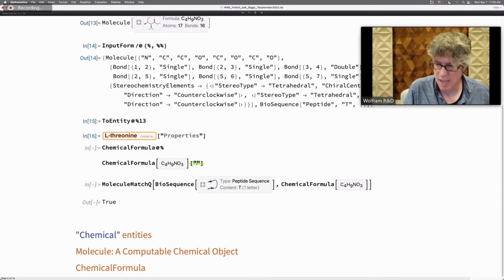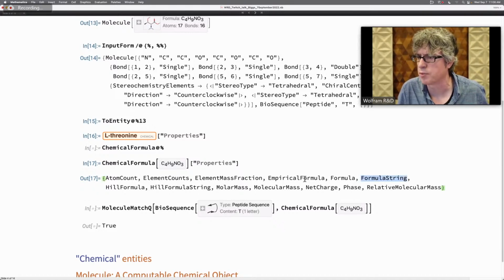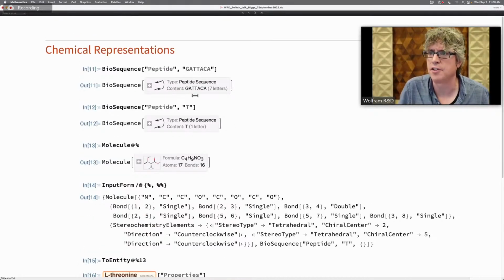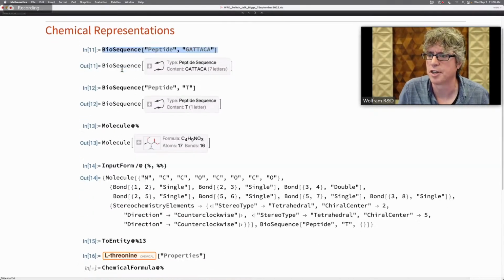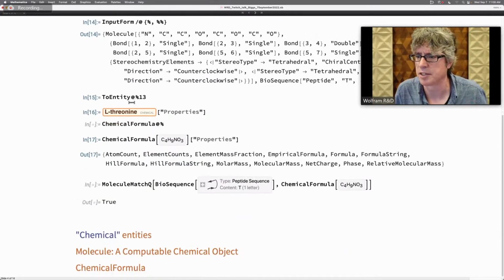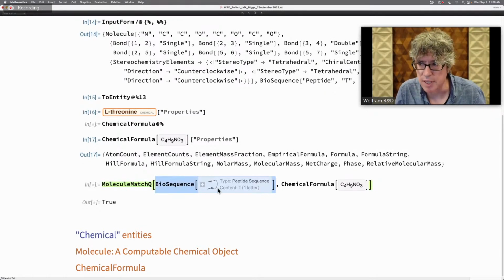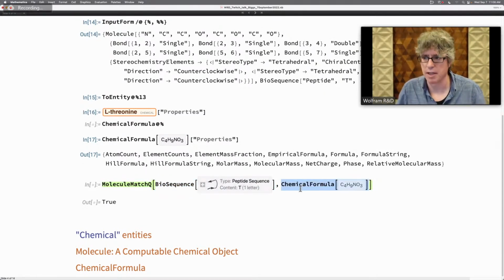And if you just have a chemical formula, you can still get quite a bit of information from it. You can find the number of atoms, the mass, a string representation of it, the mass fractions. So all of these things at these different levels of representation are what we refer to as symbolic representations of the molecule object. And then finally, we have this function MoleculeMatchQ, which can tell you, does this biosequence match this formula? And in this case, it really does.